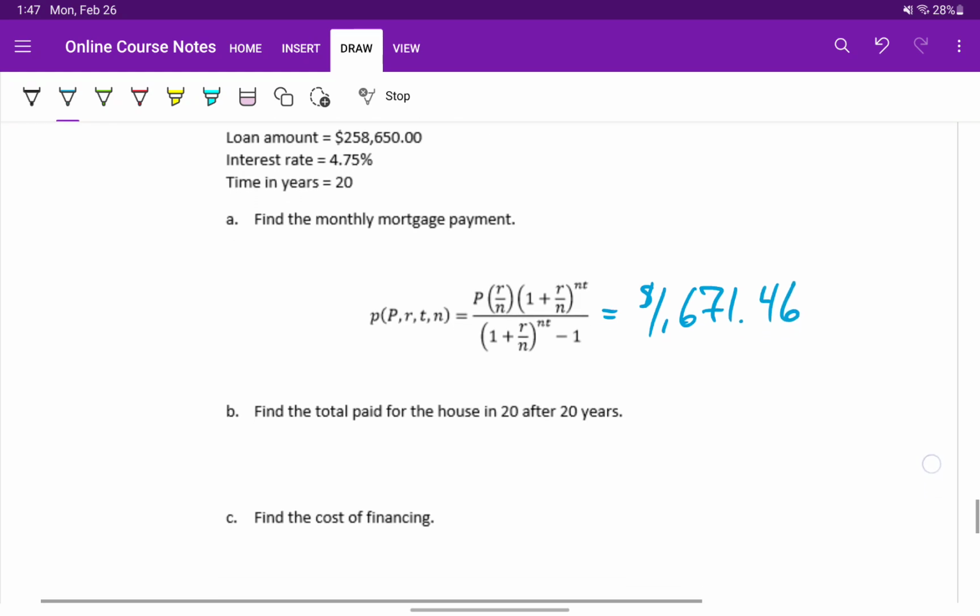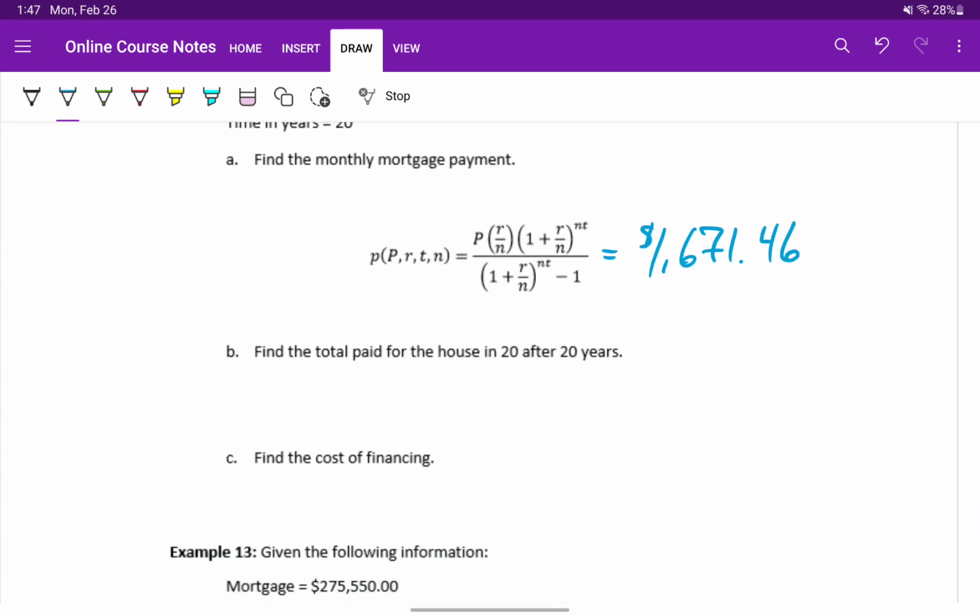We want to find the total paid for the house after 20 years. Let's get rid of that extra text there. We know that we're going to be paying a little over $1,600 a month. So that will be that $1,671.46 every month, so times 12, and then that amount times 20 years will come out to be $401,150.40.